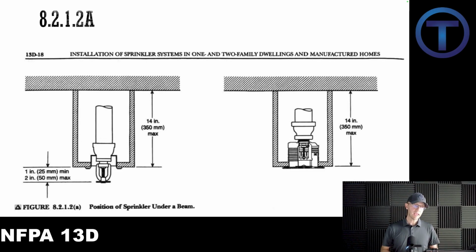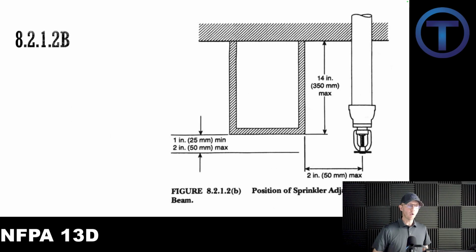8.2.1.2, we have an illustration of what to do if a sprinkler is near a beam. There are several options. It can be positioned within the beam and protrude down below the beam. We see that on the left. It could be recessed into the beam with a recessed sprinkler head, or a sprinkler can also be set next to a beam, and this becomes somewhat of an obstruction if that sprinkler is within 1 to 4 inches of the ceiling. So we're allowed to bring that down below the beam within 2 inches of the beam and between 1 to 2 inches below the beam.